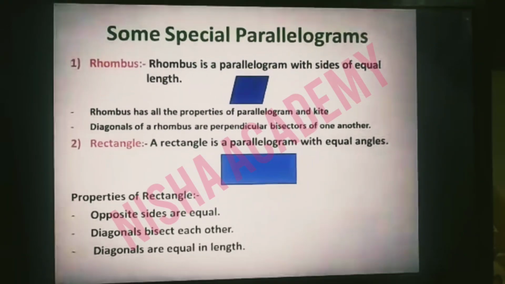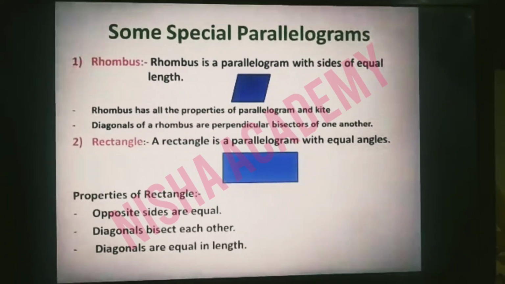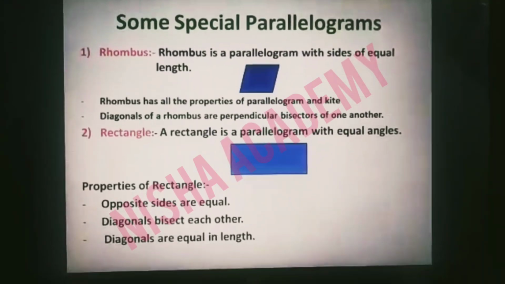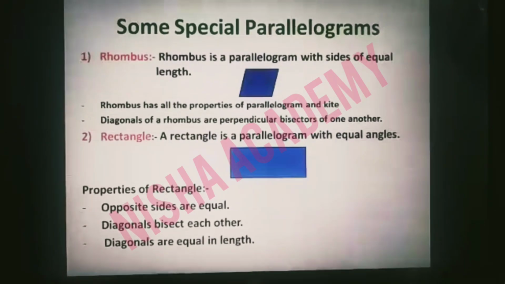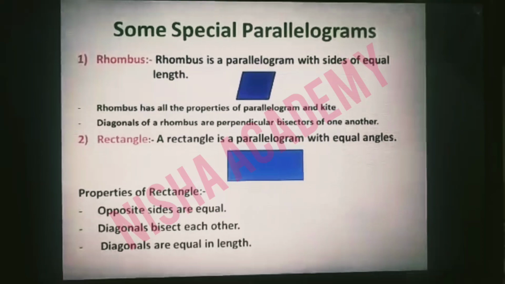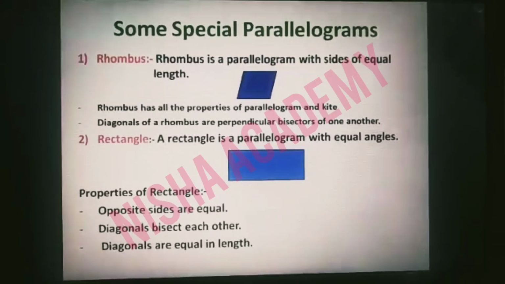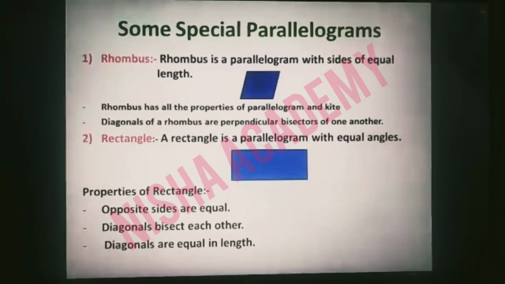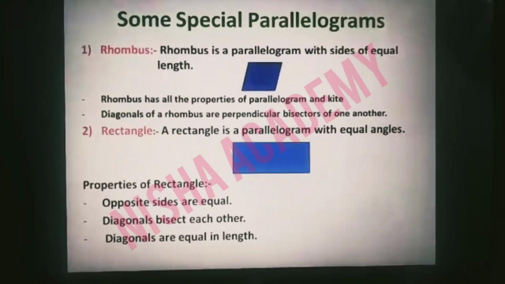We have studied that diagonals of a parallelogram bisect each other, meaning they cut each other into equal parts. In the same way the diagonals of a rhombus also cut into equal parts, but they also form 90 degrees. Wherever the diagonals cut, they form 90 degrees. So it is called a perpendicular bisector.